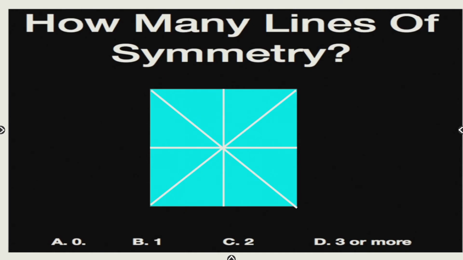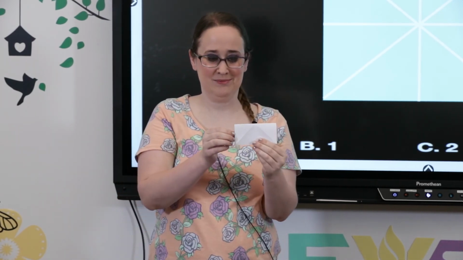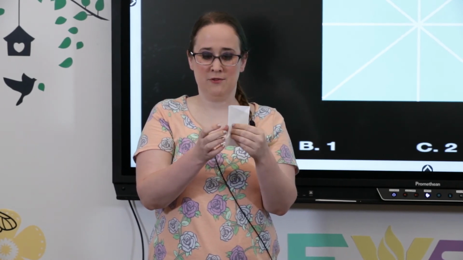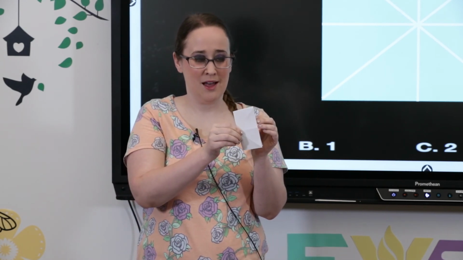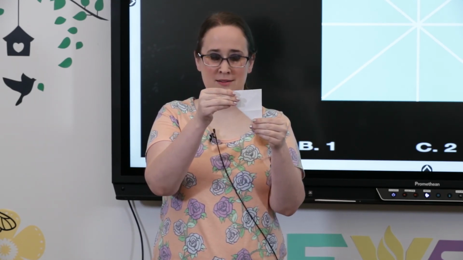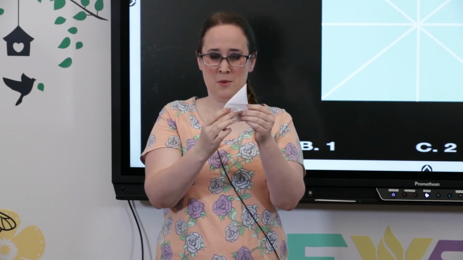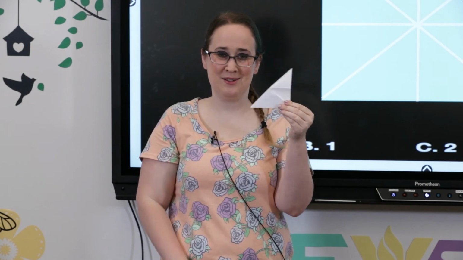Diagonal, vertical, and horizontal. Here I have my square. I can fold it horizontal. Matches up perfectly. I can fold it vertically. Looks just like a mirror image. I can also fold it diagonally both ways. Way number one matches up. Way number two matches up. So a square has four lines of symmetry.